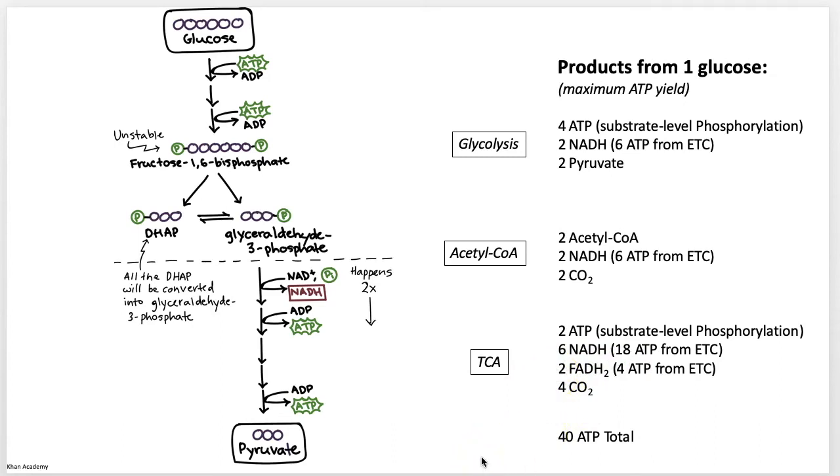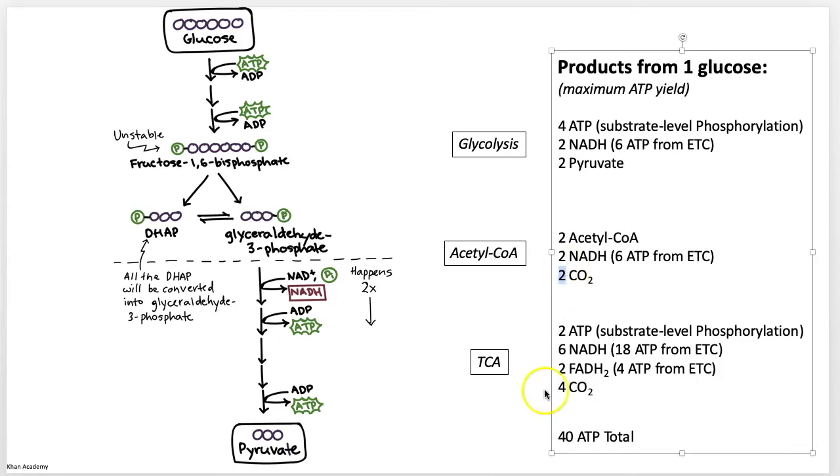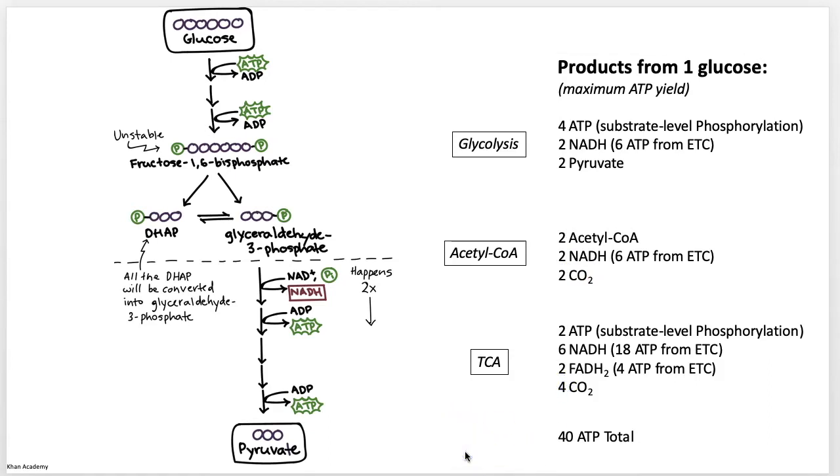So remember, glucose is C6H12O6, right? So we should have 6 carbons released. Glucose has 6 carbons. We need to release all 6 of those as CO2s. Well, 2 in acetyl-CoA and 4 of them in the tricarboxylic acid cycle. There's your 6. Okay? Our equation balances. Life has meaning once again.